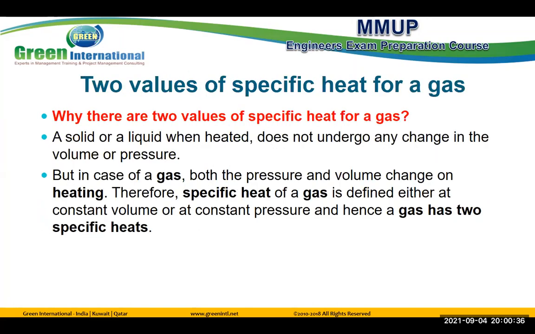Same as what you said. Other questions? Why do we have two values of specific heat for gas, and only one value for solids and liquids? Actually, because in the case of gases, we have a relation between pressure and volume, normally inversely proportional, correct? So we use two parameters here: one at constant pressure and one at constant volume.